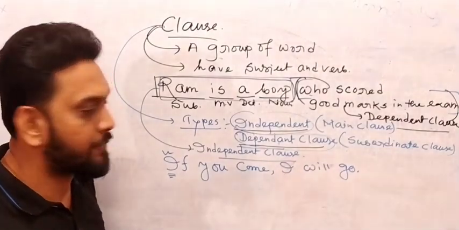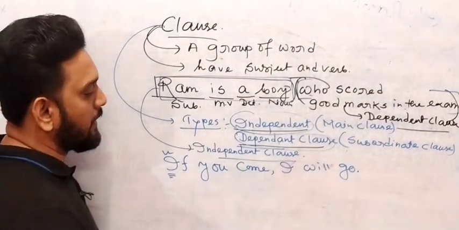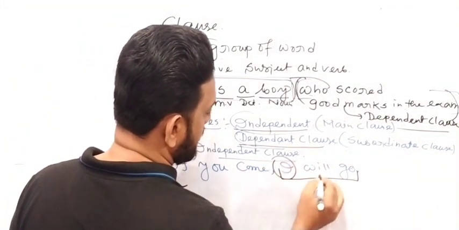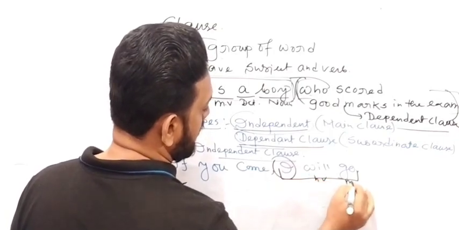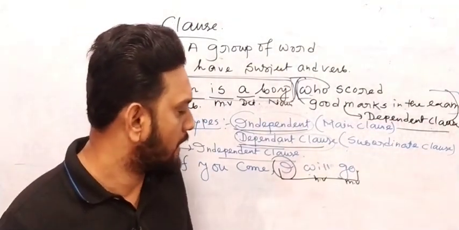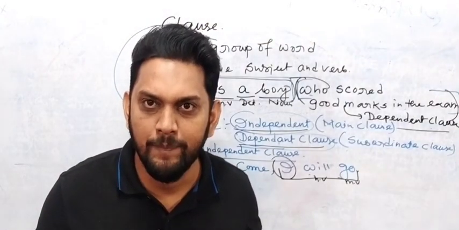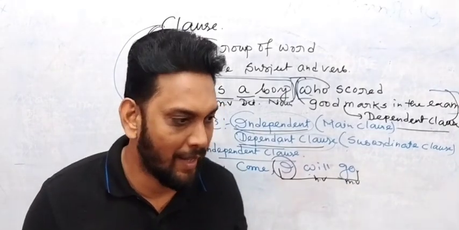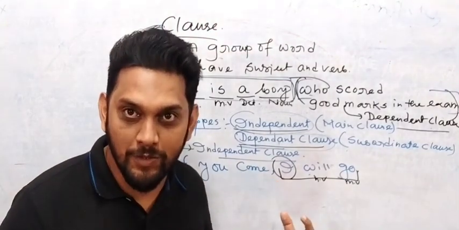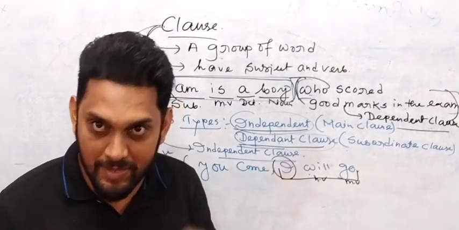I hope all of you have found the answer to this question. Yes or no? The sentence is written: if you come, I will go. You see, I will go. I is the subject over here, will go is the verb, will is a helping verb, and go is the main verb. So I will go gives us complete sense. That means this clause stands alone. I will go. Does this clause have proper sense? Does it give us a meaningful expression?